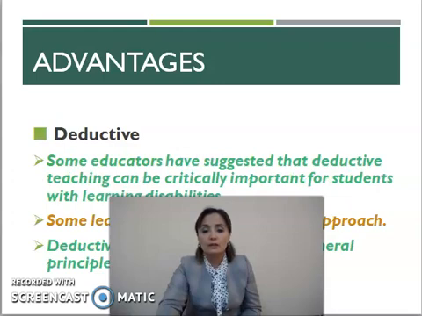As for the advantages of the deductive approach, some educators have suggested that deductive teaching can be critically important for students with learning disabilities. Some learn best through a deductive approach. Deductive learners like to have the general principles identified.